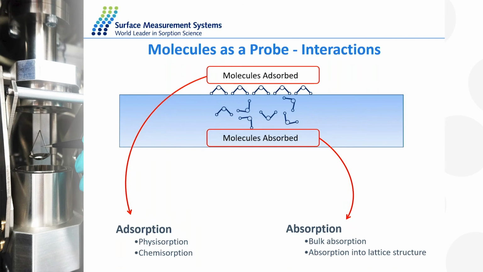So with regards to molecules being adsorbed, we're looking at molecules on the surface, and this gives rise to physisorption and chemisorption interactions. With regards to molecules being absorbed into the bulk, this is more bulk sorption, and we can understand how these molecules have interacted in the bulk and in the lattice structure.